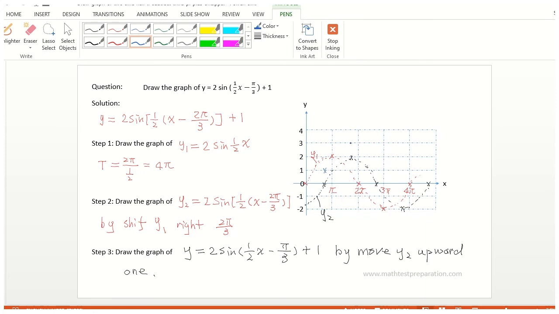Move this point up 1 unit. Move each of these points up 1 unit. Now connect those 5 points smoothly and extend this curve. This curve is y equals 2 times sine half x, subtract pi divided by 3, plus 1.